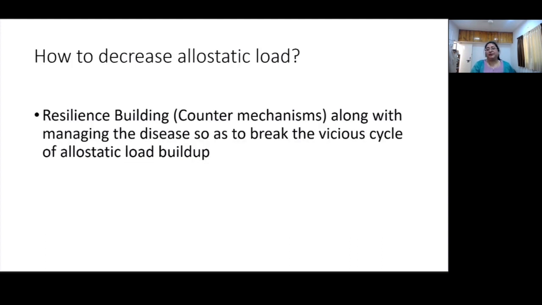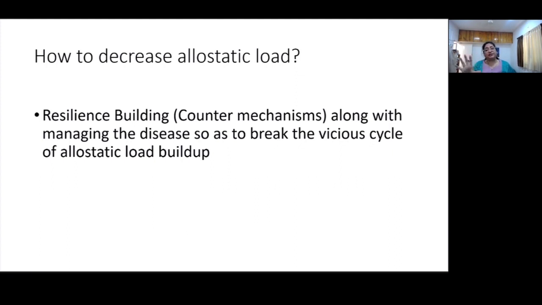Now the question comes: yes, we can measure the allostatic load, we know the markers, but how to decrease the allostatic load? That's a very important question if we want to treat our patients. So the answer is resilience building, that is, to develop the counter mechanisms along with managing the disease so as to break this vicious cycle of allostatic load development.